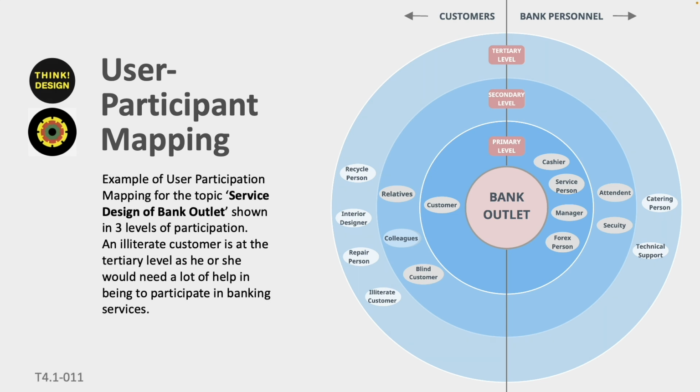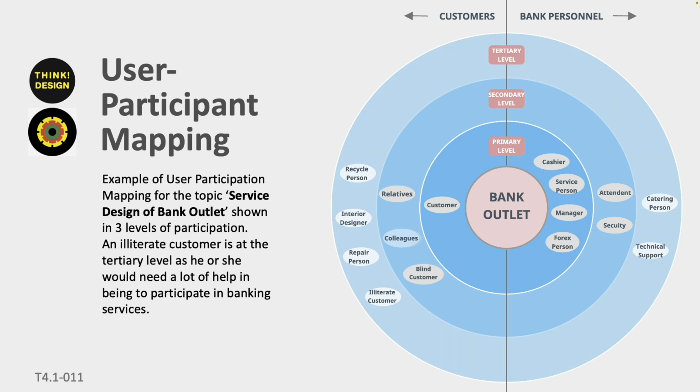This is service design for a bank outlet. It's been divided into two categories, from a customer's point of view and the bank personnel point of view, two environments. The bright one is the primary level, then followed by secondary level and tertiary level. So let's look at it. The primary level, for example, is the customer. Secondary level for the customer is his relatives and colleagues. And for the bank, if there's a person with difficulty seeing, that would be a user that they have to take care of. So is the customer who cannot read and write, right?